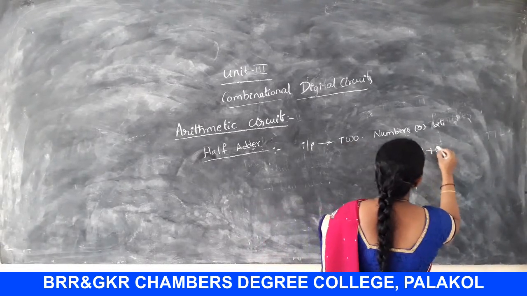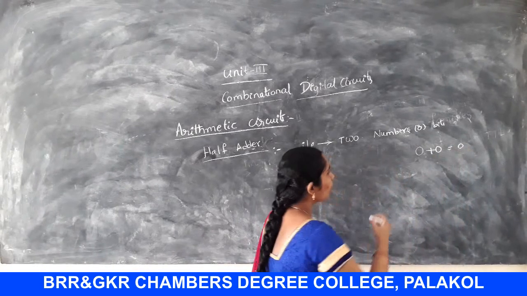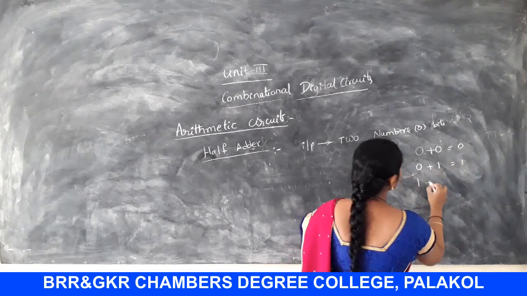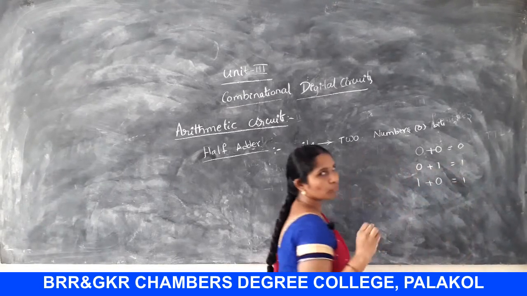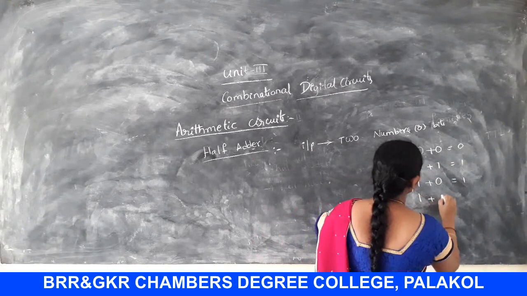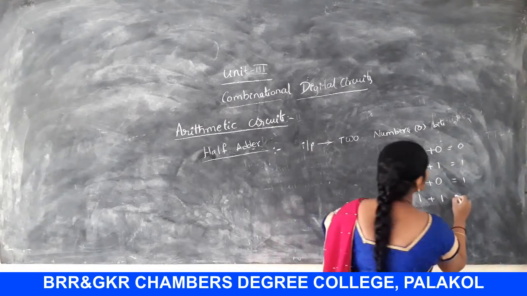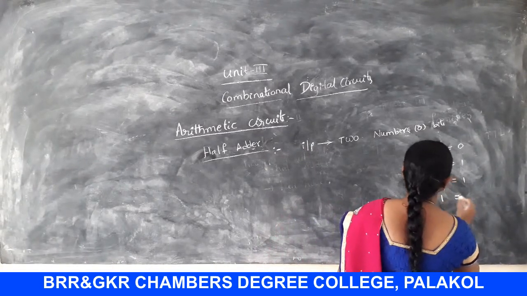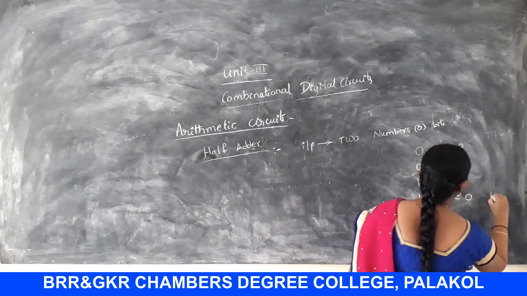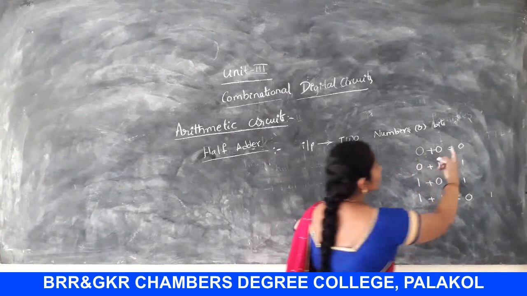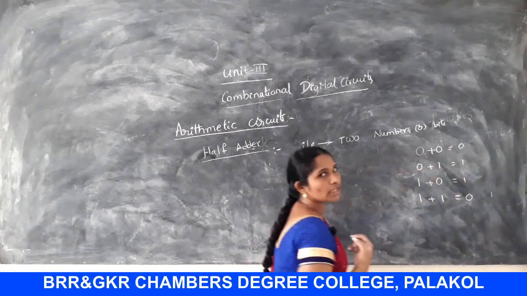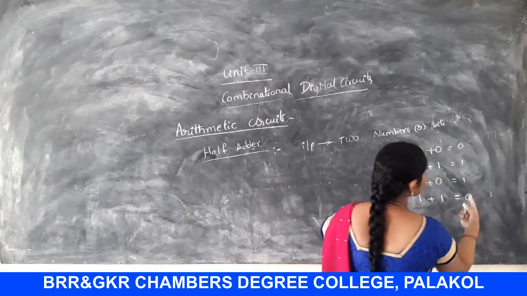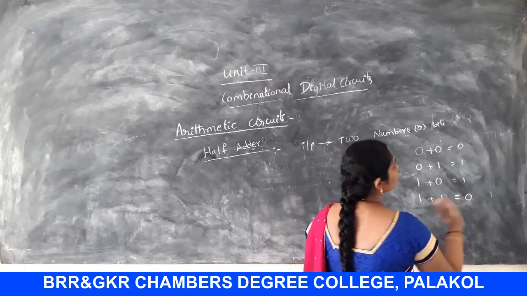Here 0 plus 0 is equal to 0, 0 plus 1 is equal to 1, and 1 plus 0 is equal to 1. So 1 plus 1 is equal to how much? This is an addition operation. That is nothing but the sum 0 and carry 1. In the other cases the carries are zeros, but in this case 1 plus 1 is equal to sum 0 and carry 1.